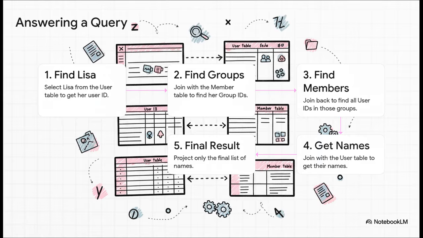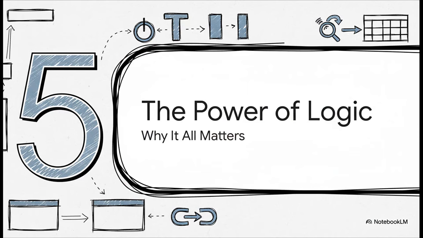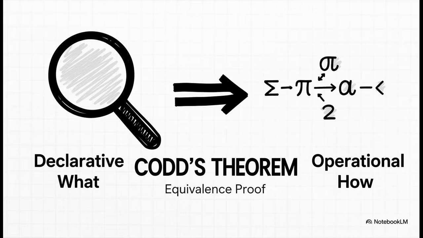Each step is just one simple Lego block, but when you put them together, they build a powerful, precise answer. So, okay, we have these neat tables, we have this logical toolkit, but why did this 50-year-old idea completely change the world? Well, the answer comes down to a powerful mathematical guarantee. It all comes down to the big one, Codd's theorem. What Codd did was he mathematically proved that the step-by-step how-to language we just explored, the selections, the projections, the joins, was perfectly equivalent to a much simpler language for just describing what you want.